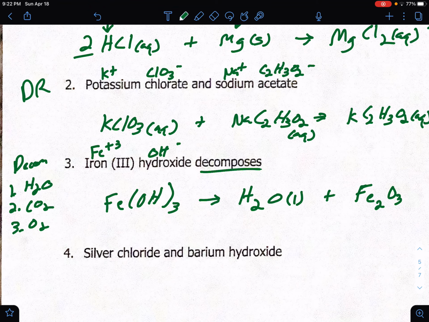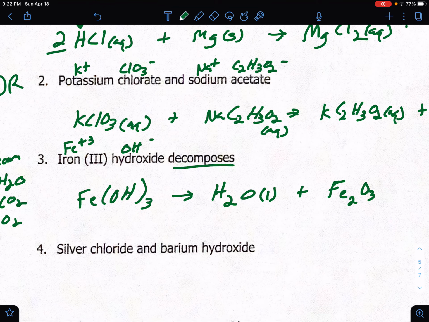Okay, so what I'm going to do here is iron oxide. This is actually going to make a solid. So your iron hydroxide, neither of these are on my solubility chart, so this is going to be a solid as well. So this is actually done here. So all I got to do is balance.